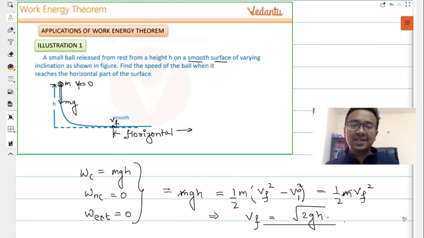This is just like when we lift up a ball in the air and we want to calculate what is the velocity at a given height. It's a similar result that we are getting here.